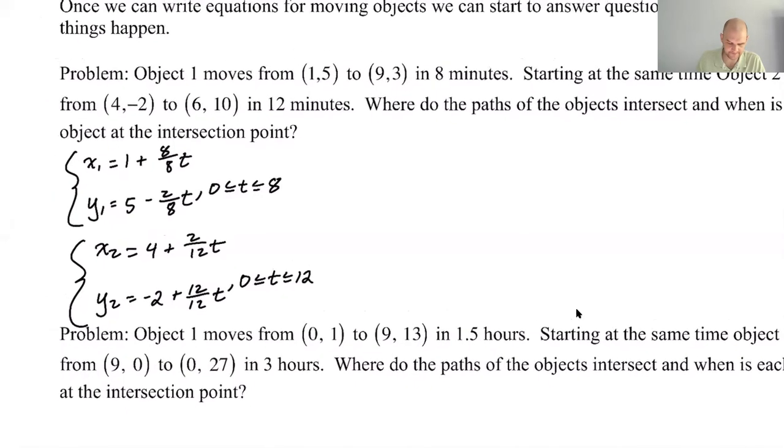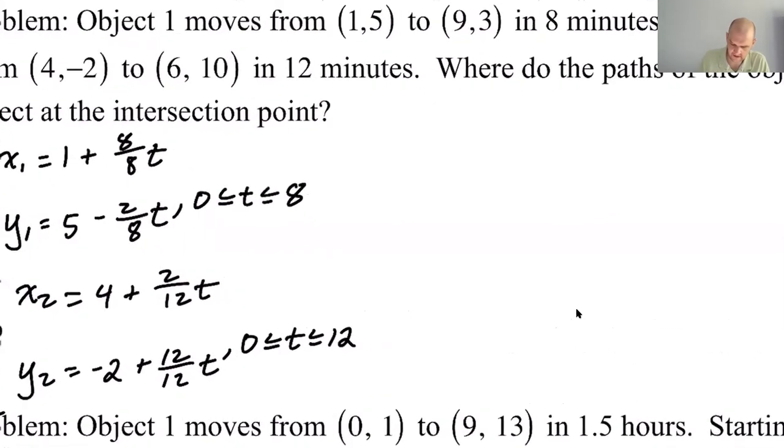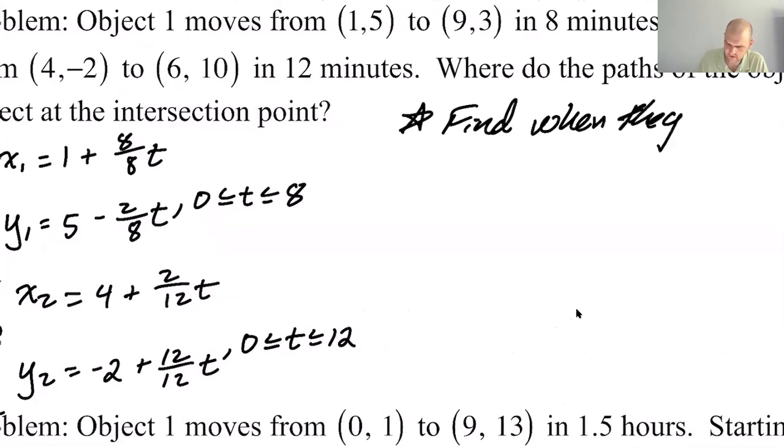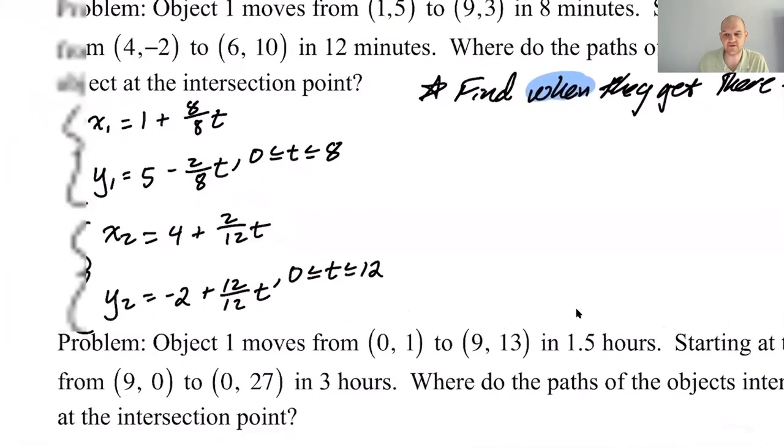So what am I going to do? I am going to use a method where I'm going to find when they get there first. And the way we're going to do that, because I think that most people's inclination, coming from an algebra background, is to actually find where they intersect first. But that's not really the greatest way to do this when you're dealing with parametrics.